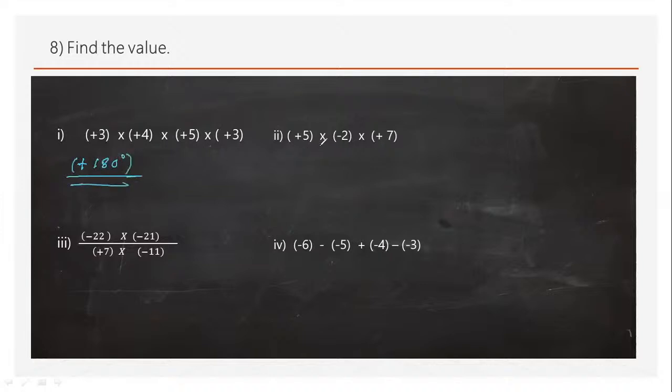And this one, plus 5 into minus 2, that is minus into plus, minus. 5 times 2, 10, 10 times 7, 70, minus 70. And this one, minus 21 divided by plus 7, minus 3. Minus 22 divided by minus 11, plus 2. 2 times minus 3, minus 6.